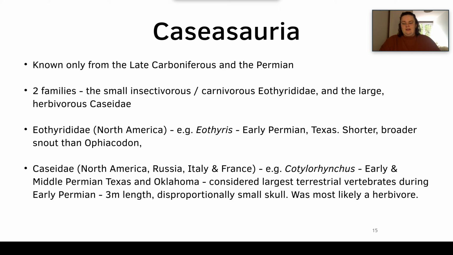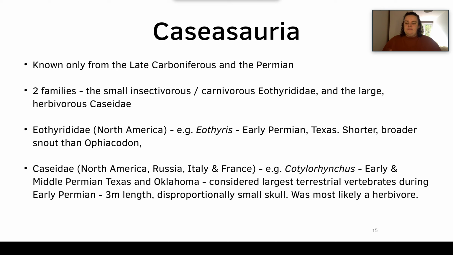So the Eothyrididae are found in North America only, and an example of this is Eothyris, which was found in the early Permian of Texas. It looked sort of like Ophiacodon, however it had a shorter, broader snout.